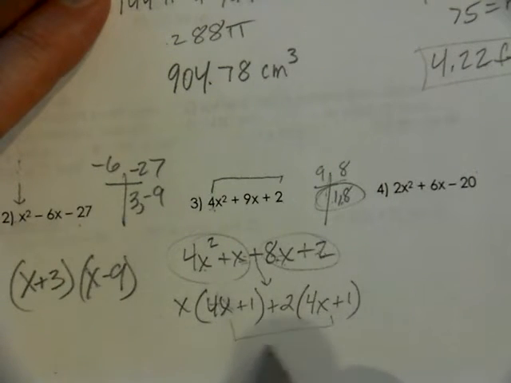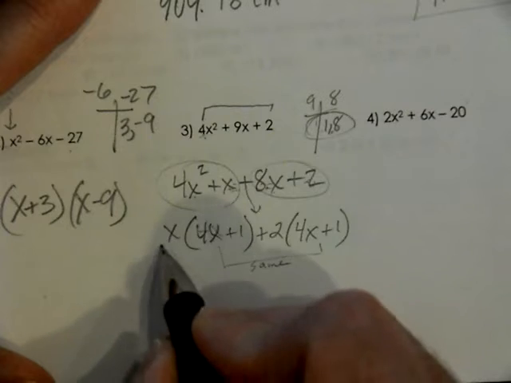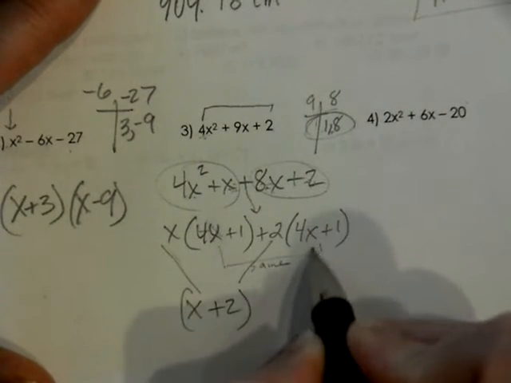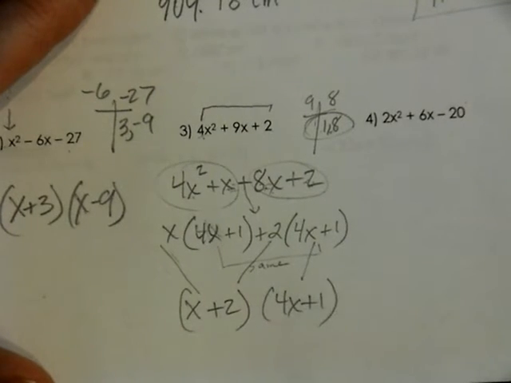Notice that the parentheses are exactly the same. They have to be the same. So my answer is x plus 2 and 4x plus 1.